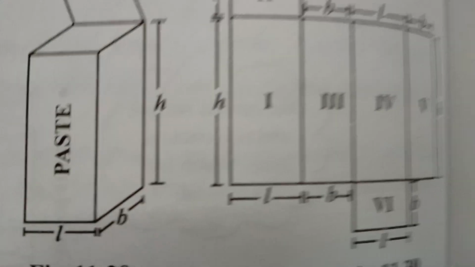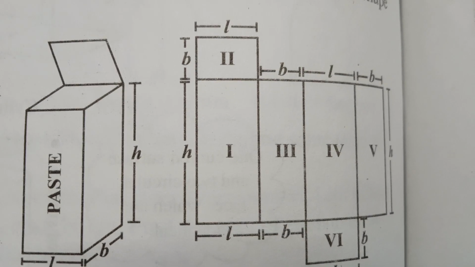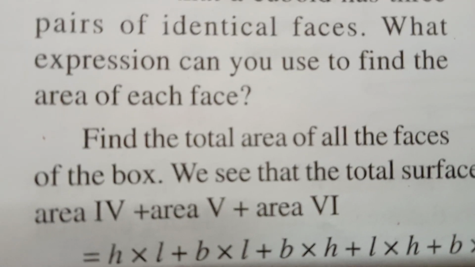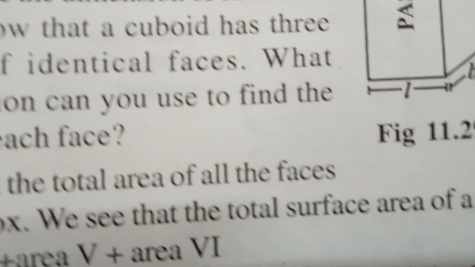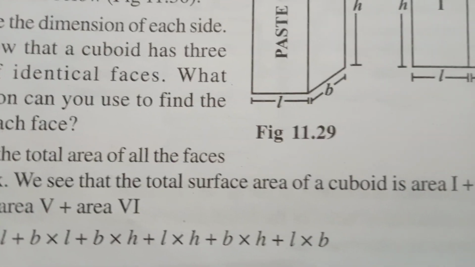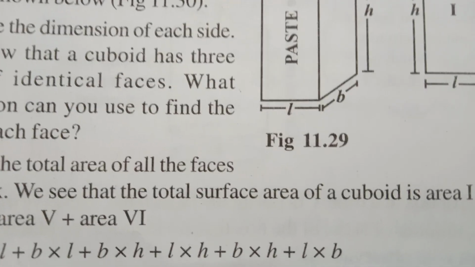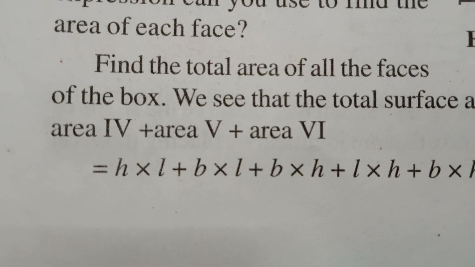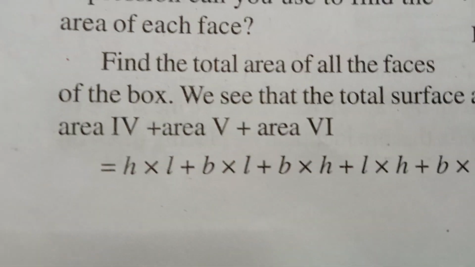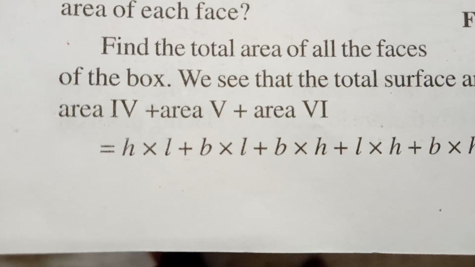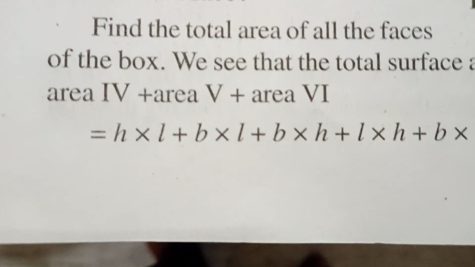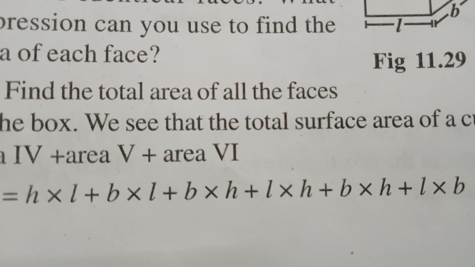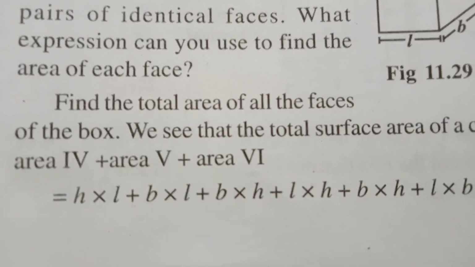Now you see, the total surface area of a cuboid. To find the total area of all the faces of the box, the total surface area of the cuboid is area 1 plus area of 2, area of 3 plus area of 4 plus area of 5 plus area of 6, which is area of 1 h into L plus area of 2 b into L plus area of 3 b into h plus area of 4 L into h plus area of 5 b into h plus area of 6 L into b.